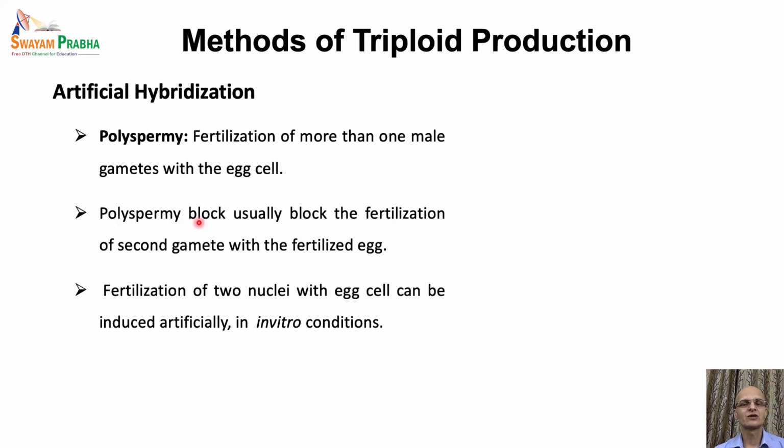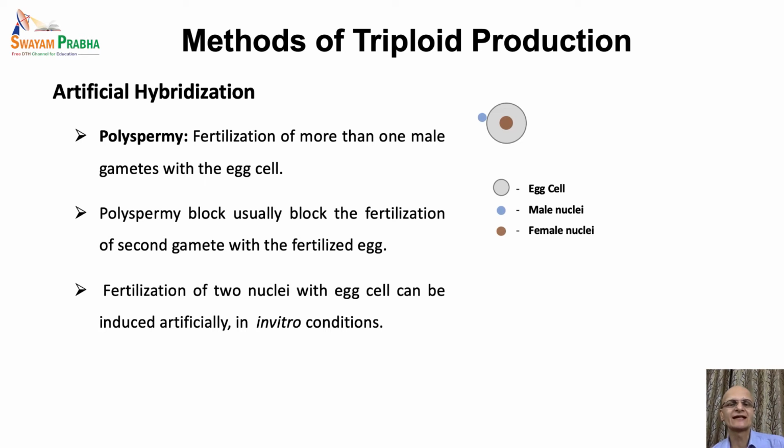However, the fertilization by a second nucleus can be induced artificially, and hence triploids can be created by artificially inducing the fertilization of the egg cell with two male gametes. So in this case, gametes from the male and female gametophyte can be isolated, and then the fusions are performed in vitro.